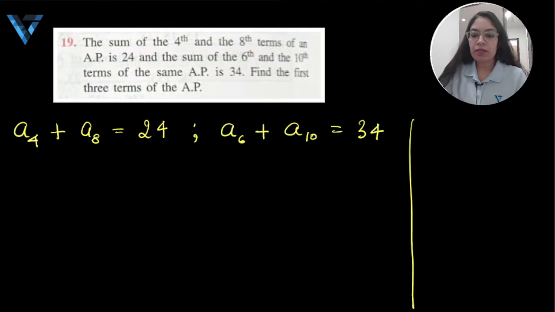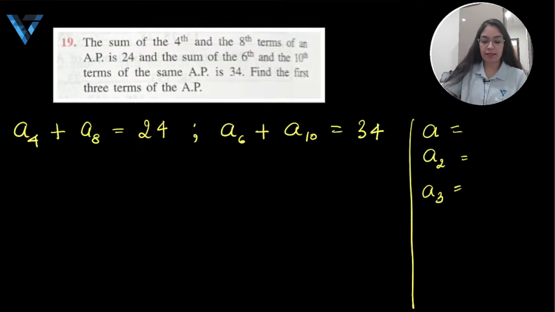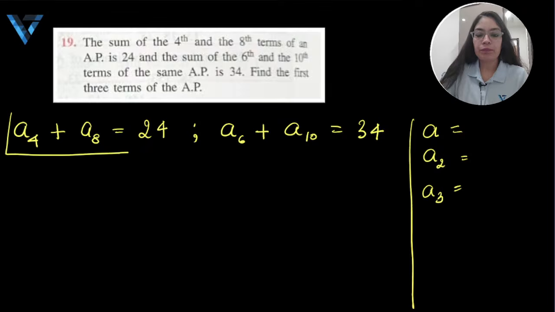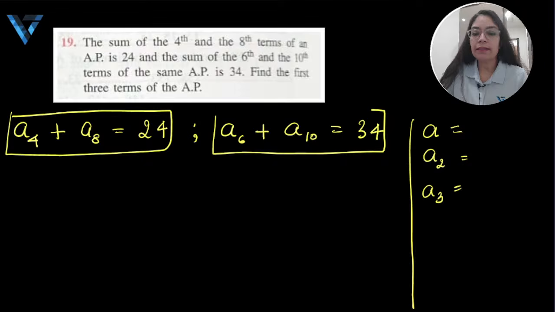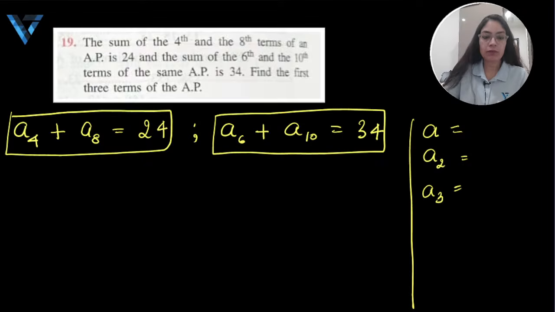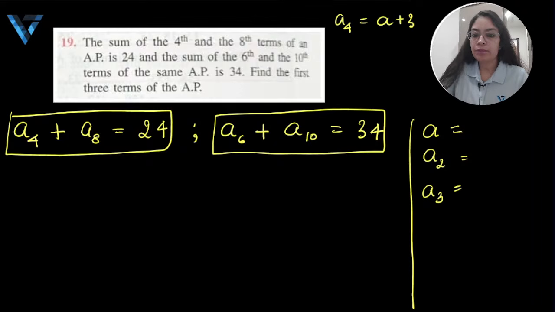We have to find the first three terms of the AP: the first term A, then the second term, and the third term. So we'll simplify the two given equations. Let's simplify this. A4's formula we know: A4 equals A plus 3D.